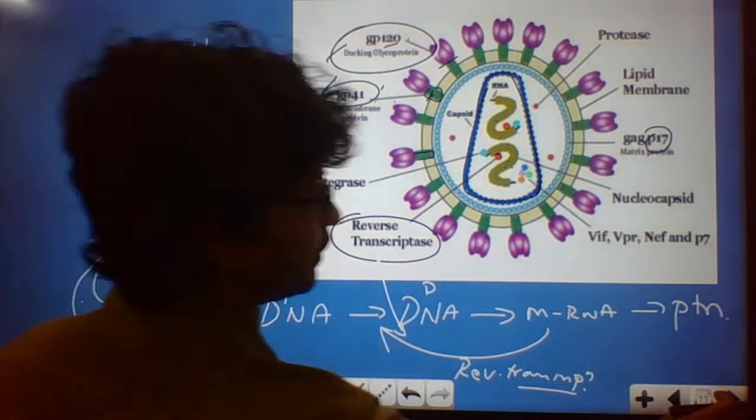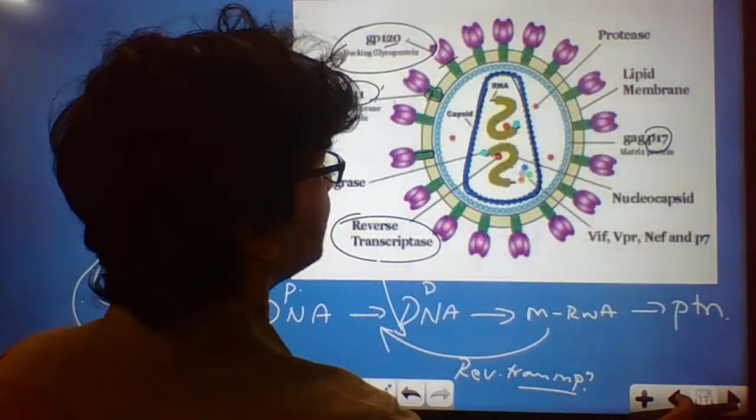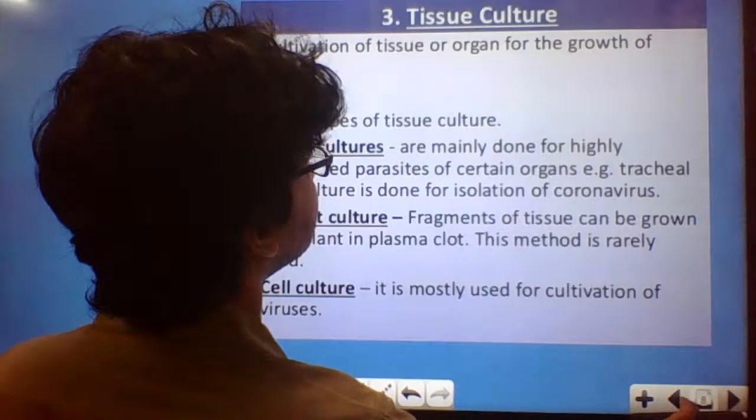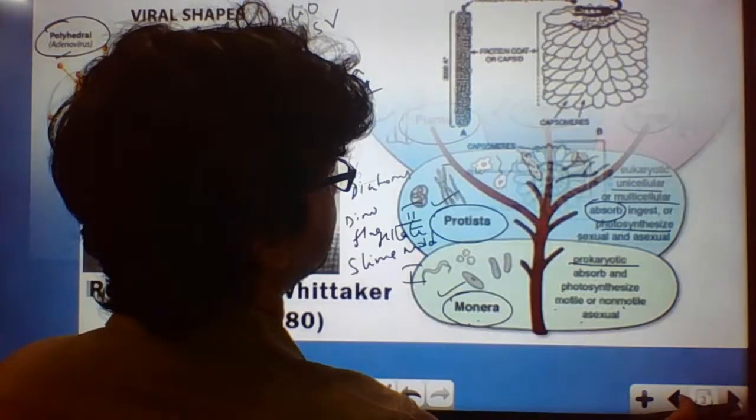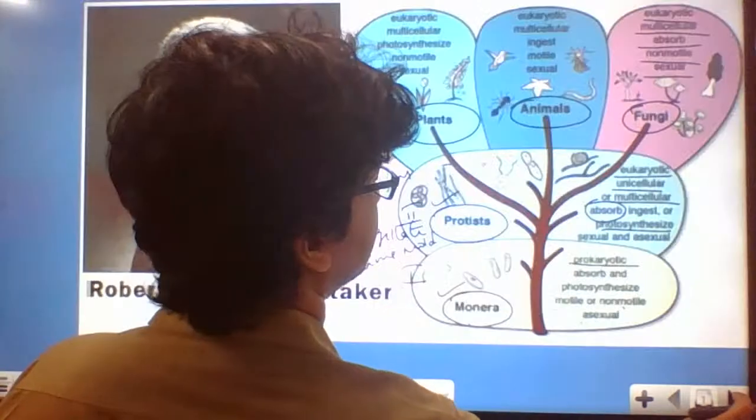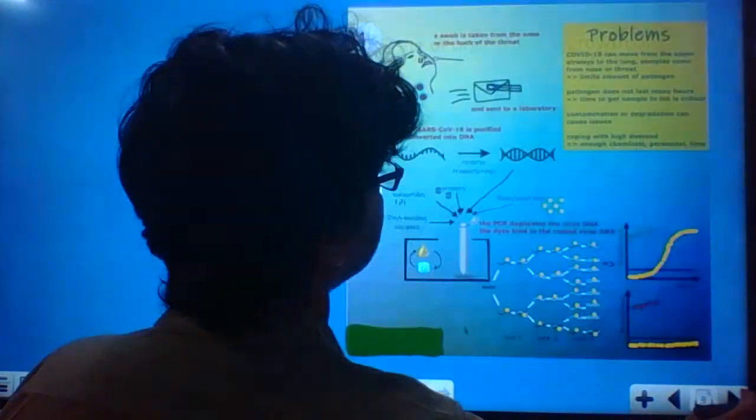Next, let us move on to the life cycle. Coming to the life cycle of this virus.